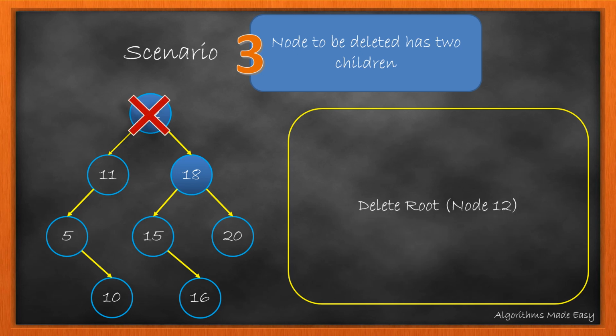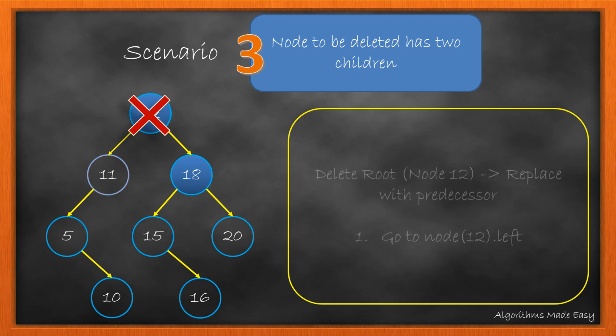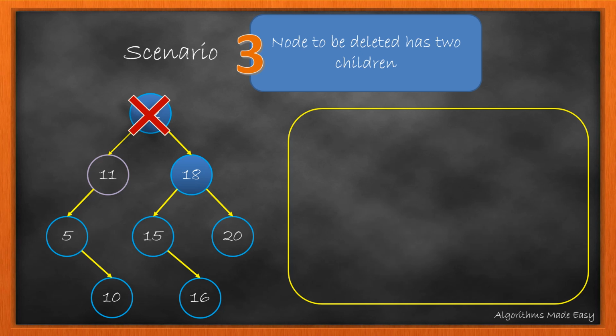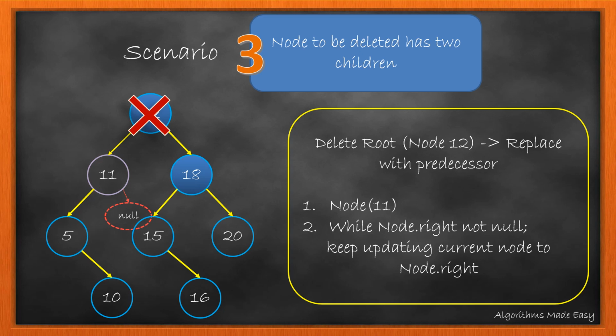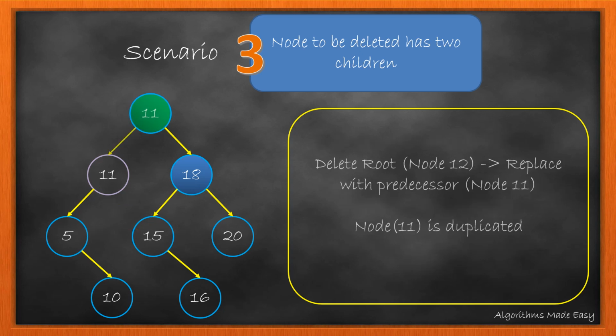Let's try to delete the root node, node 12, using both predecessor and successor methods. In the first method, we will replace it with the predecessor. So, we go to its left, and then, while the right of the current node is not null, we recursively traverse to the right. But for node 11, there is no right node present, which makes this node itself as the predecessor. So, we replace the root with the value of node 11.